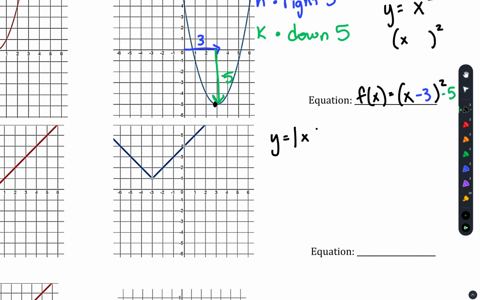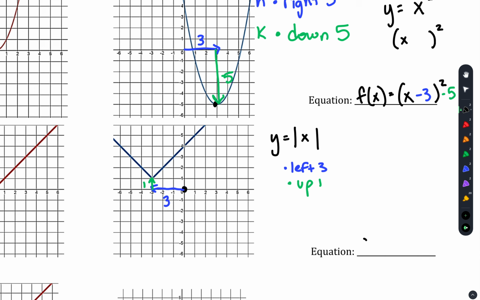I'm going to look at my vertex. Remember, it always starts at the origin. Then I'm going to look at how far left or right it goes. It goes to the left 3. How far up or down does it go? This one goes up 1. So we're going to write that: left 3, up 1. So then for the equation here, is it reflected?